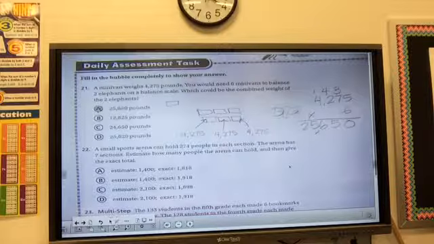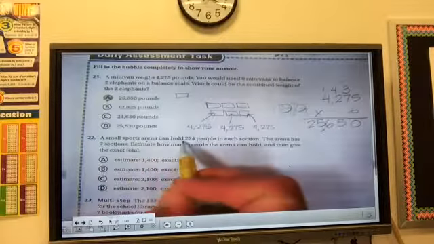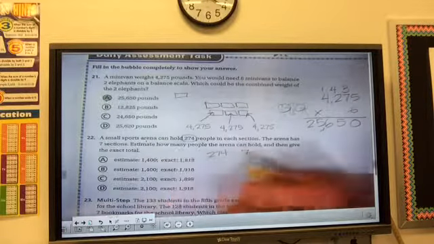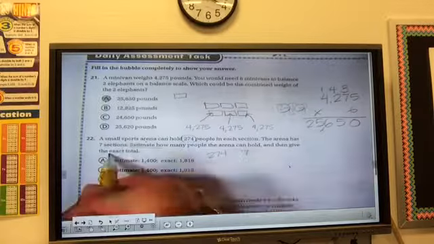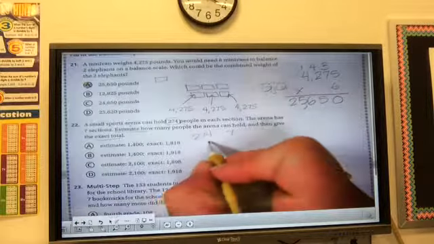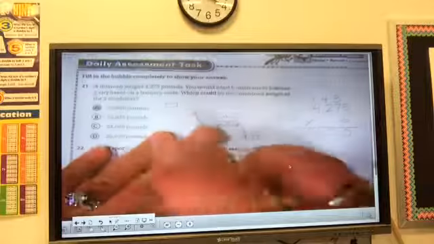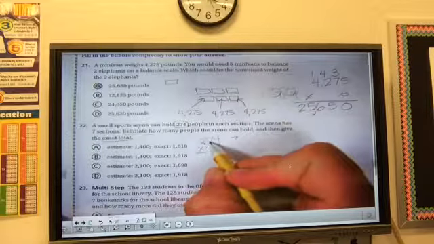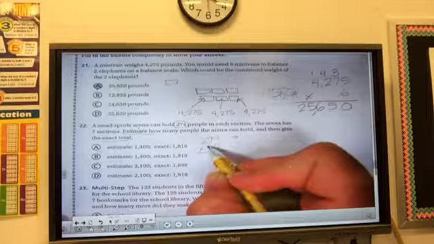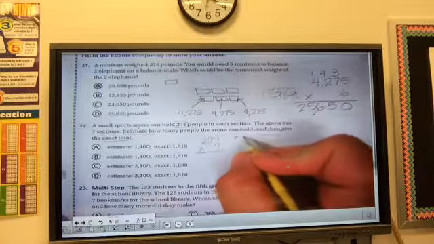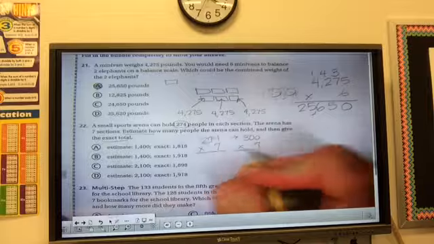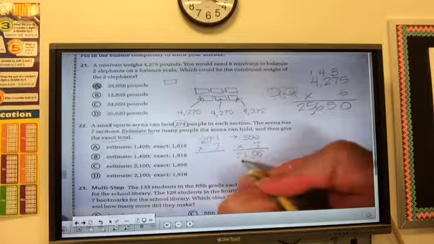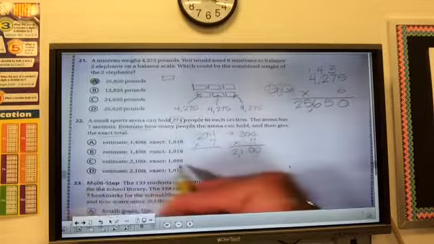Okay? All right. Number 22, it says a small sports arena can hold 274 people. The arena has 7 sections. It says estimate and then give the exact total. So with my multiplication, obviously I'm going to multiply. So what can we say that 274 is closest to? Again, if you're looking at your hundreds, your 7 is going to make your 2 move up to a 3, so we can say about 300 times 7. Knock off my zeros. What's 3 times 7? 21.